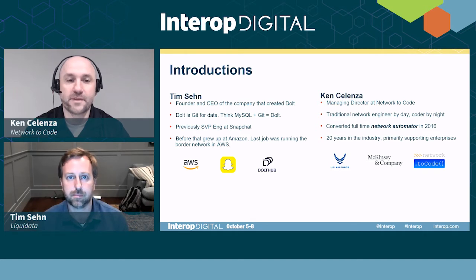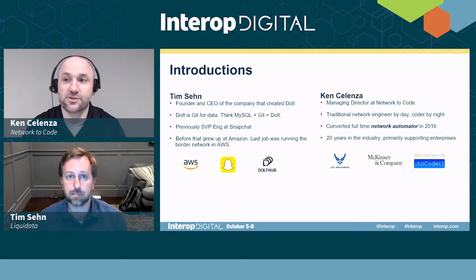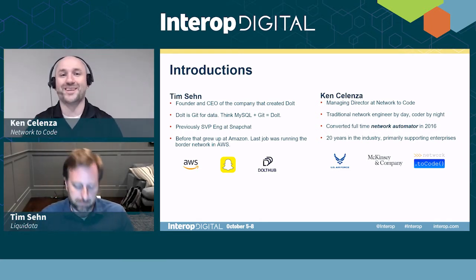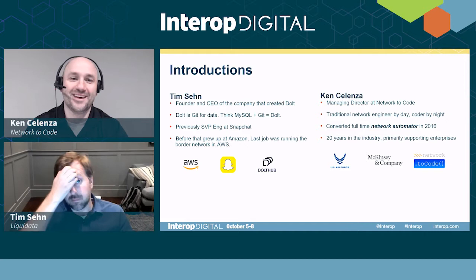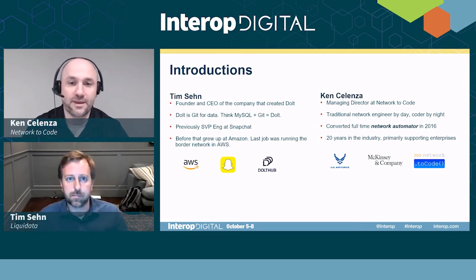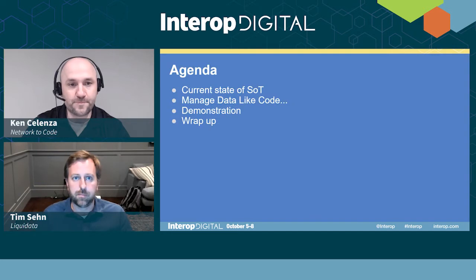Hey, Tim. I'm Ken Celenza, Managing Director at Network to Code. I was a traditional network engineer by day, coder by night. Always the scripting guy in the corner. I converted to full-time network automation back in 2016 when I joined Network to Code. I've been in the industry over 20 years, starting out in the Air Force, working nearly a decade at McKinsey, and at Network to Code over 4 years now.